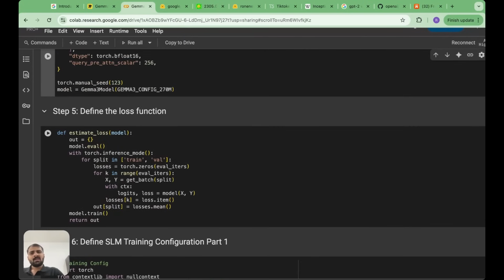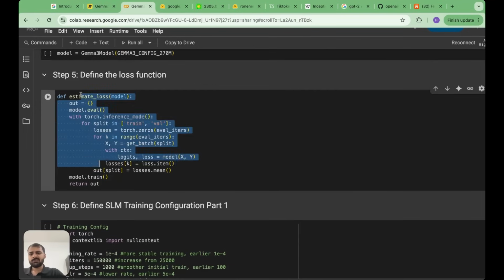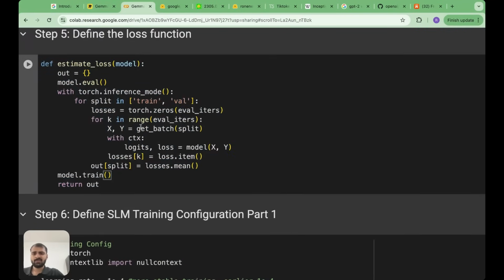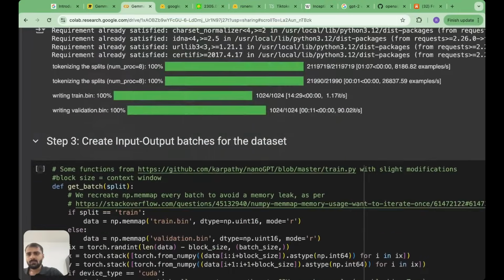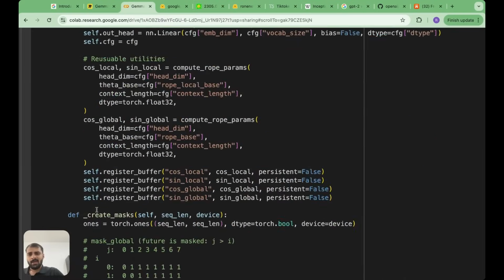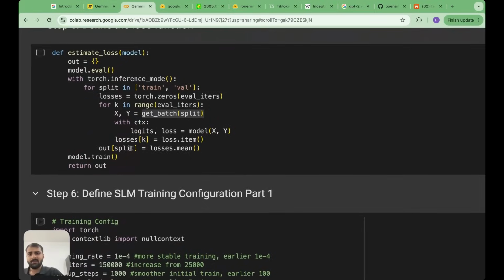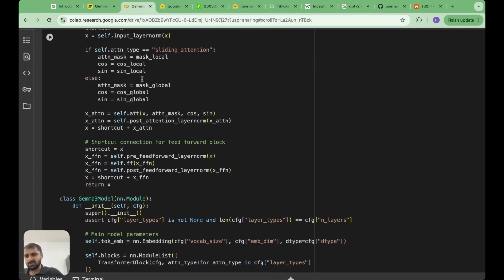Okay. And this estimate loss function, what it's actually doing is that it first gets the batch. So it gets an input output pair from the get batch function which we have already defined over here. It gets the input output pair from this function, and then it passes the input and the output through my model. So then it goes through all of these steps which we just discussed.